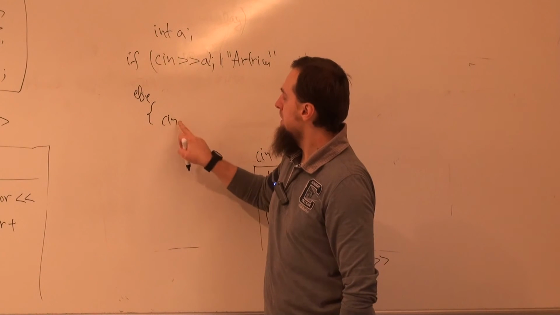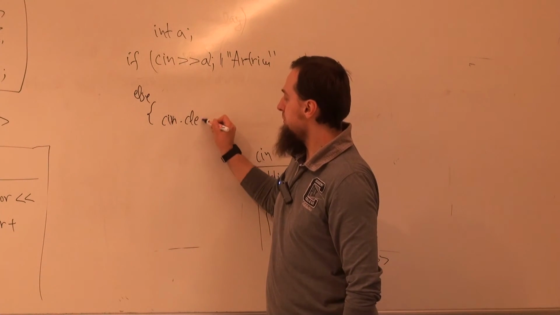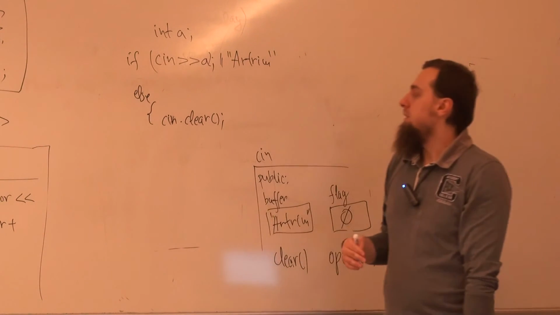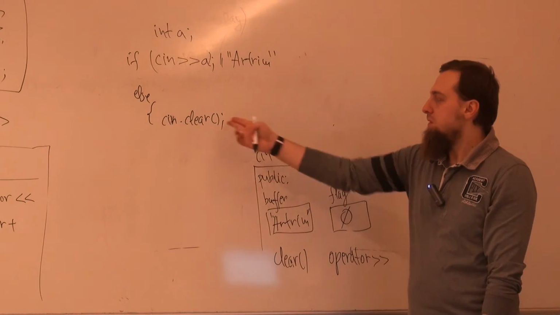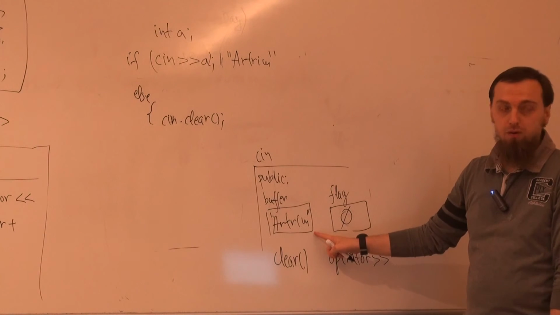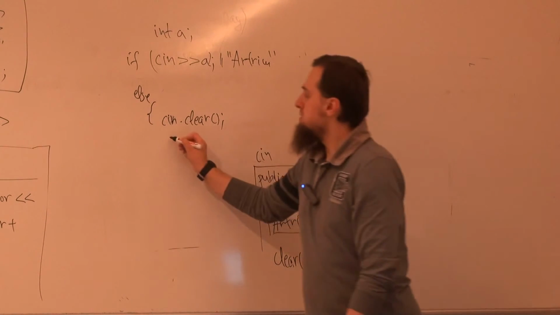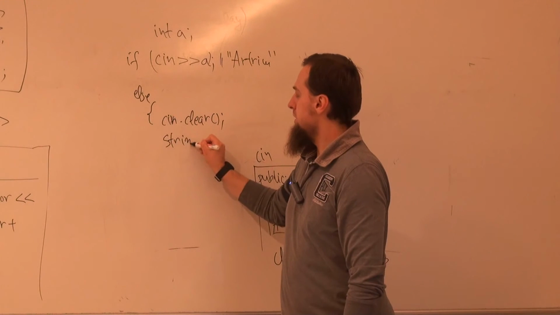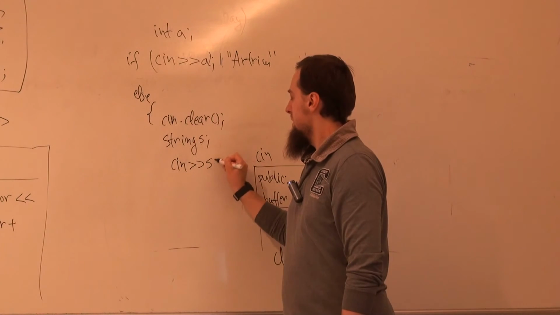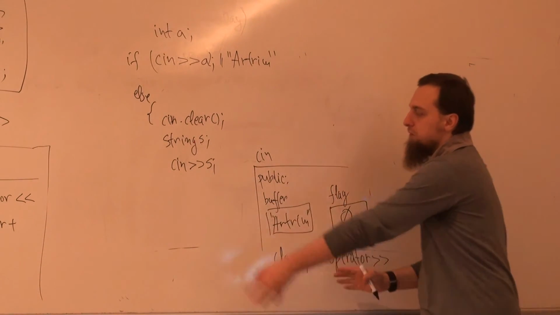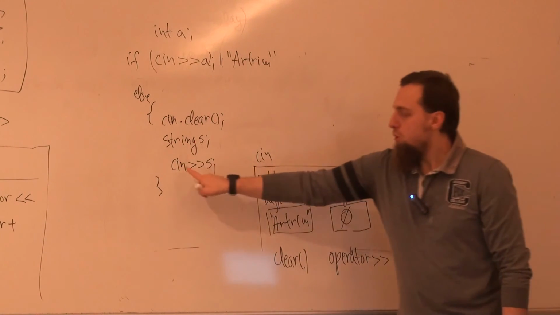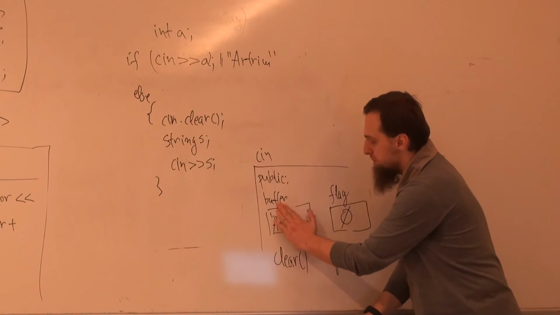cin.clear, to clear the flag, so we can continue using the cin class. But there's another problem left. This is the buffer. We want to make it empty. So we can define an ordinary string S and then put the content of the buffer to the string. Okay, and we can continue using cin without any problem. So when this is successful, the buffer is going to be emptied.